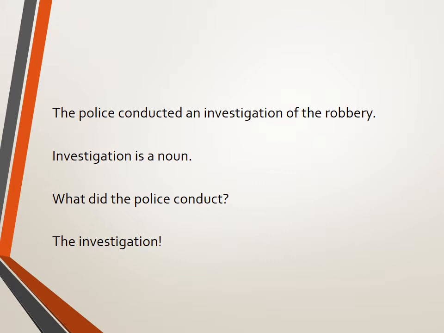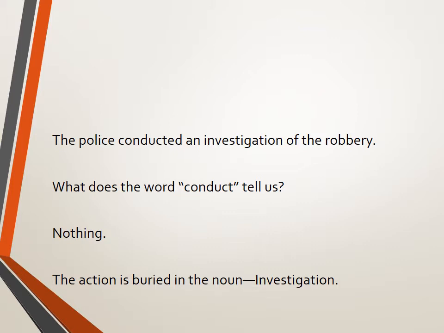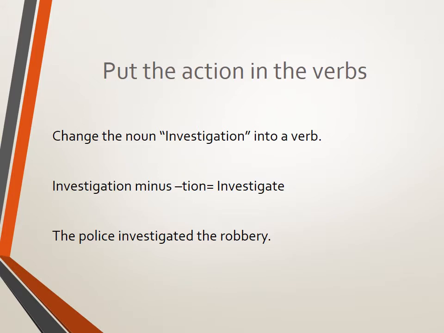So investigation is a noun, but we want to make that into a verb, right? So we can know exactly what the action is. So it says, what did the police conduct? They conducted an investigation. So again, the word conduct does not tell us anything. The action is buried in the noun, in the nominalization, investigation. And just as a little funny, nominalization itself is a nominalization. So we want to change the noun investigation into a verb. Investigation, take out the shun at the end, and it turns into investigate. You want to take the noun and put it into the verb form. The police investigated the robbery.